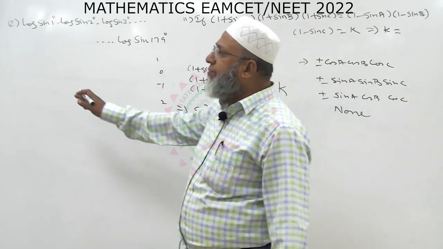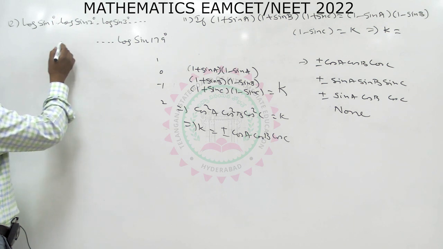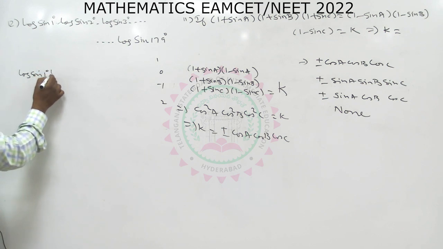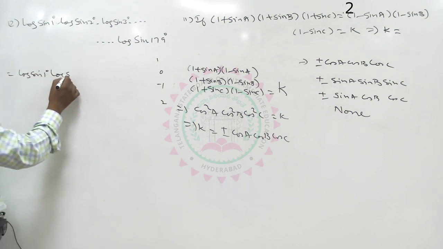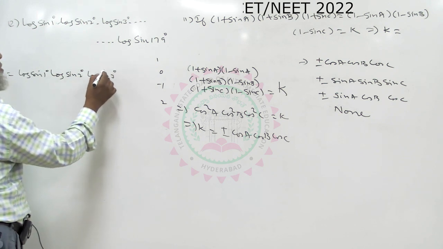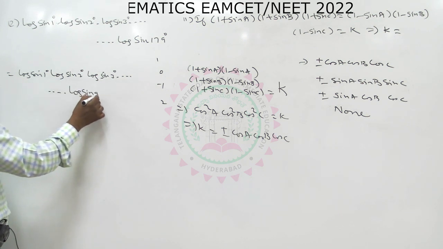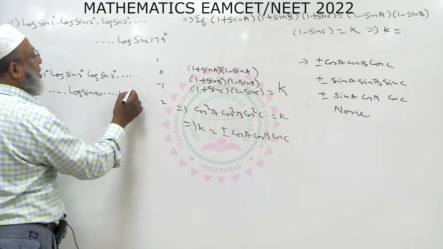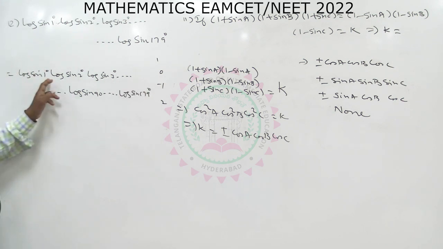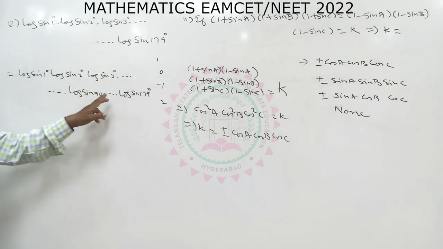So in between them, there is some value missing. So I will write this again: log of sin 1, log of sin 2, log of sin 3 dash log of sin 90 dash log of sin 179, because it is in serial order 1, 2, 3. So sometimes 90 also comes, then after that 179.